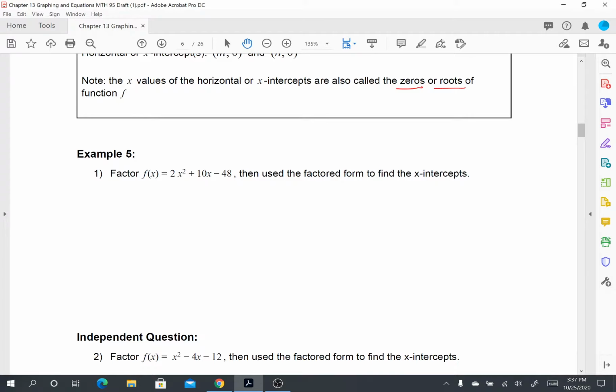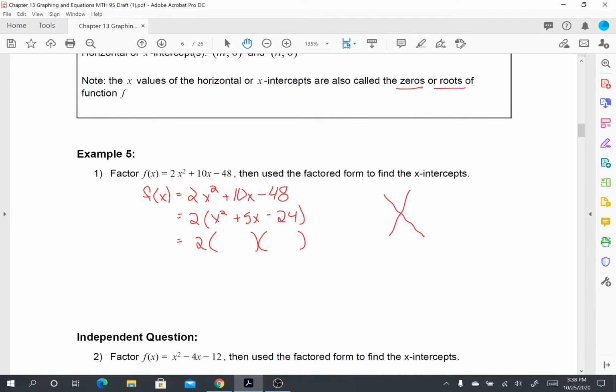So what it says is to factor this equation, then use the factored form to find the x-intercepts. The first thing I'm seeing is there is a greatest common factor in each of the terms. So the first thing we'll do is take that out, and that was a 2. We want to continue to get this into its factored form. So I'm just looking at that trinomial. I'm doing my work off to the side.